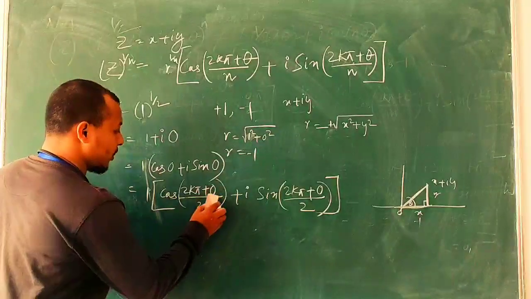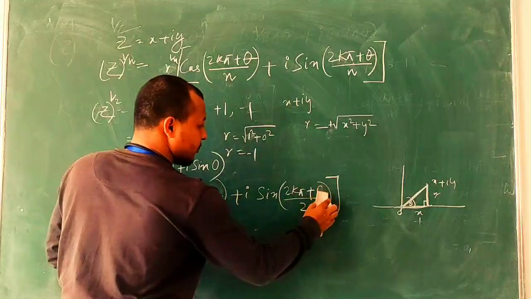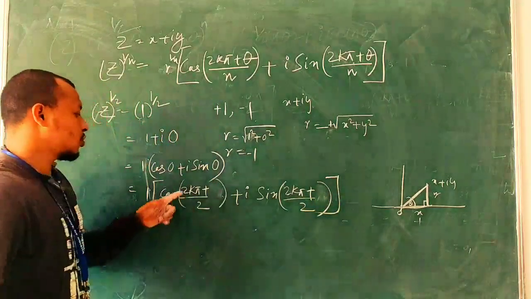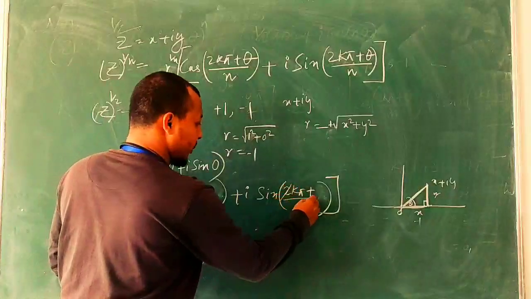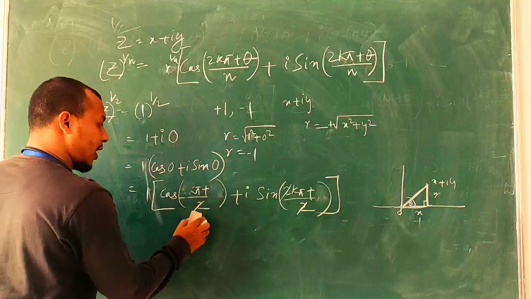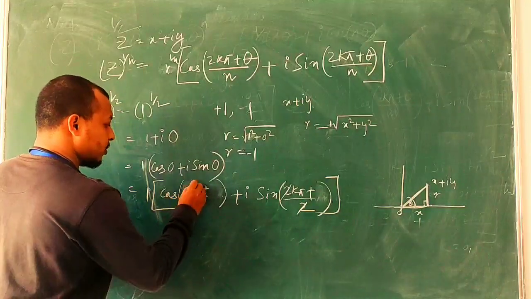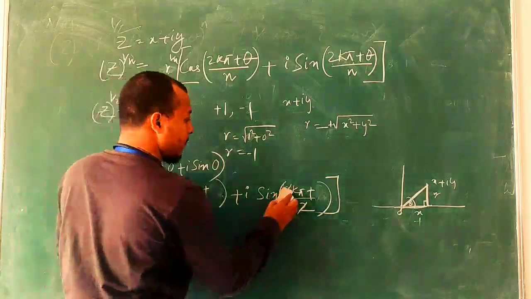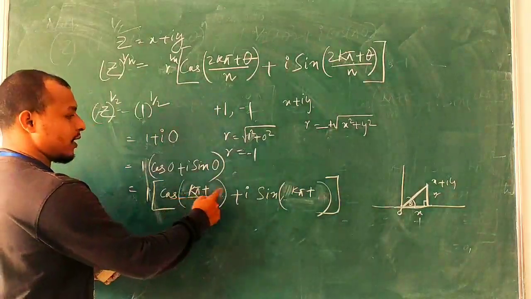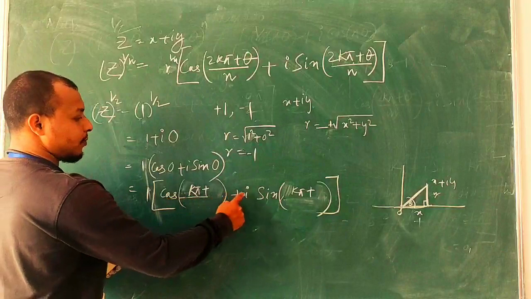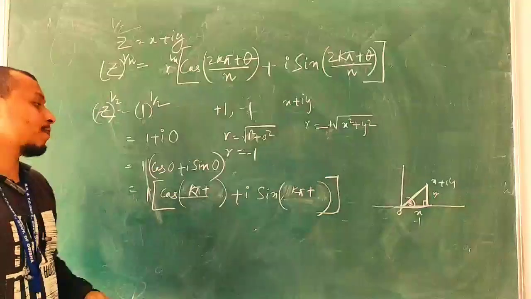So I am going to erase this one. Similarly, this is also like this. So now in 2k pi by 2, the 2 will cancel out each other, and here also the 2 will cancel out each other. So these 2 also I am going to erase. These are k. Finally, we got k pi. Okay, cos k pi plus I sin k pi.